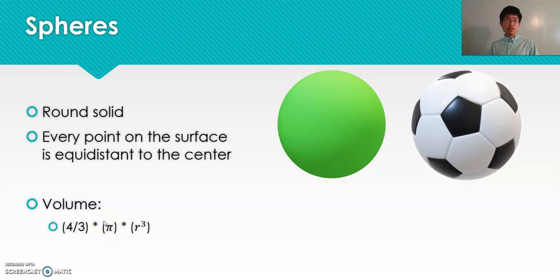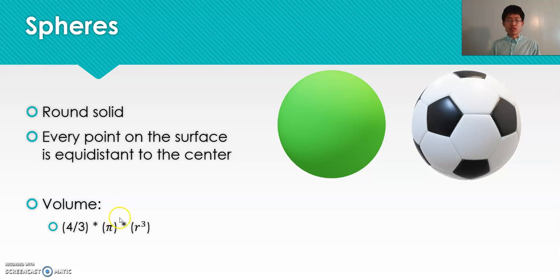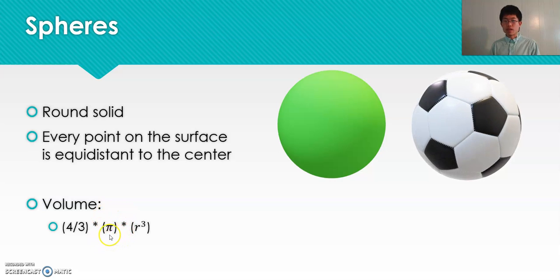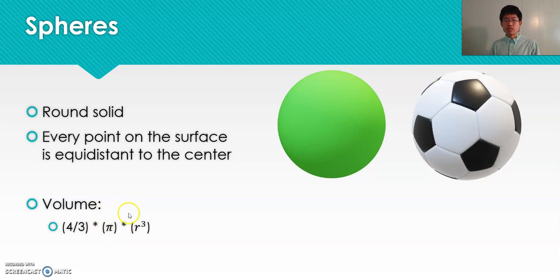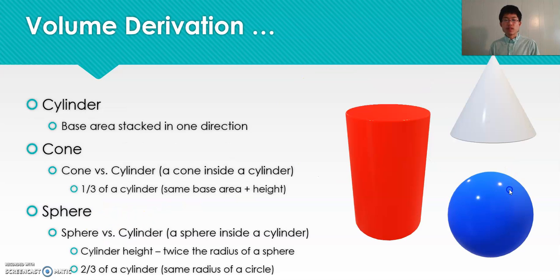Last video maybe, the video about circles, I did a description about pi. If you want to look at that, please check it out. And there are different derivations of the volumes of these three solids. Now the cylinder, like I said earlier, is what I think of as the base area stacked up. It doesn't have to be up, but stacked in one direction. So you have a circle and it's stacked up.